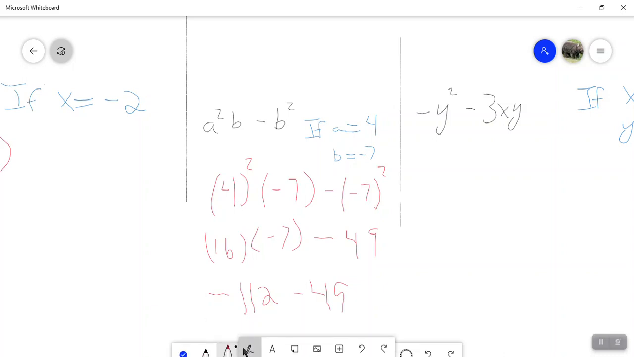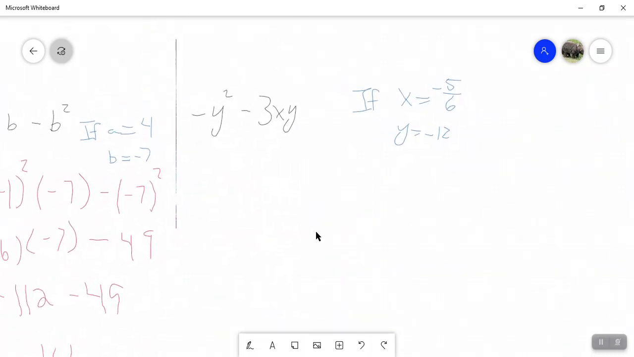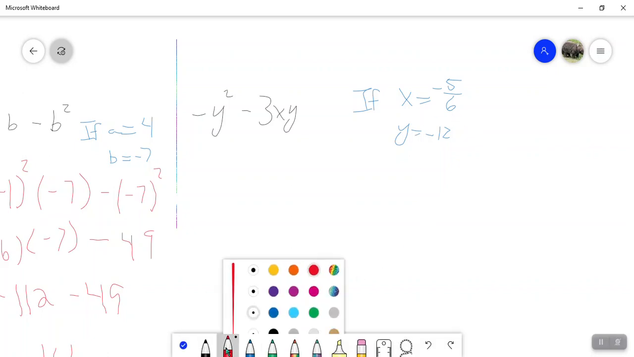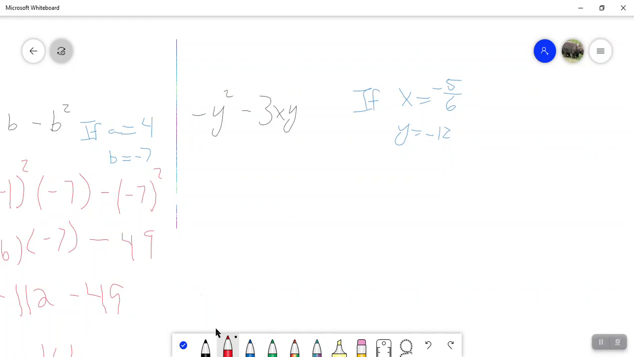I'm going to do one more example for you. We got negative y squared minus 3xy. Every time I see an x, I'm going to substitute -5/6, and every time I see a y, I'm going to substitute -12. So here we go. I'm going to write negative, and I see a y, so in parentheses, I'm going to write -12 squared, minus 3 times x, which is -5/6, and I see a y, so I'm going to substitute -12.